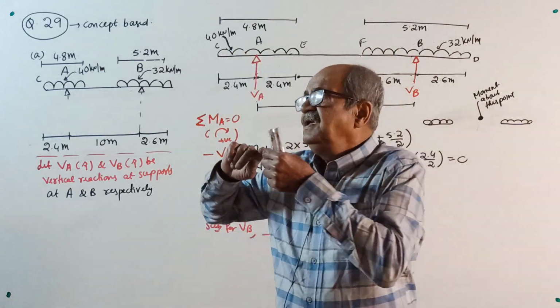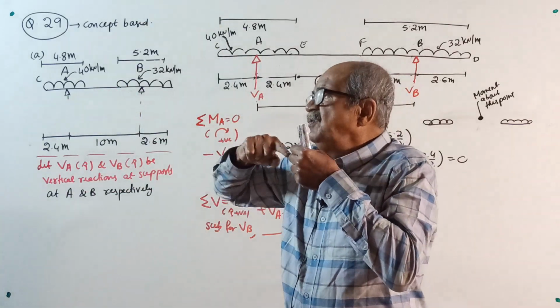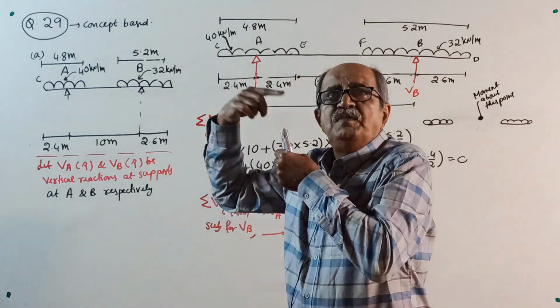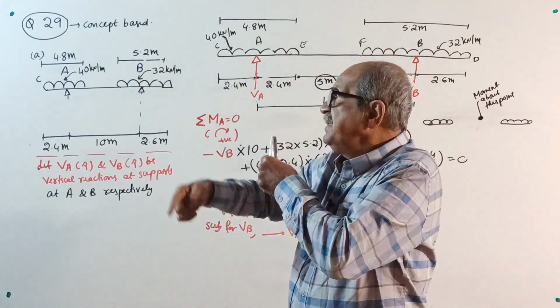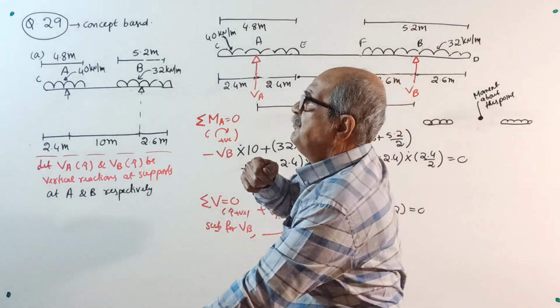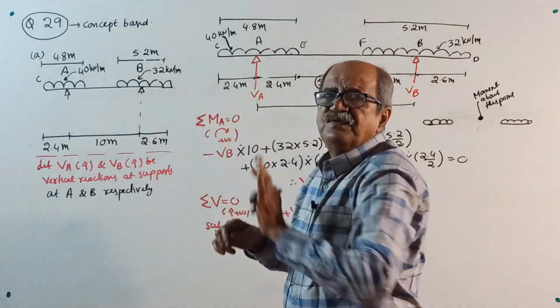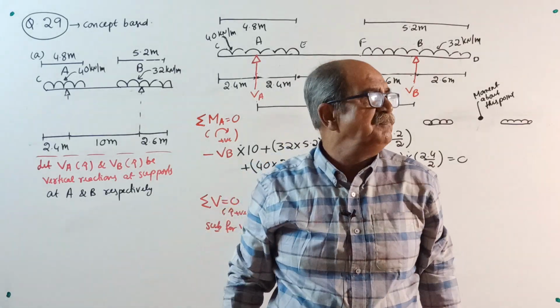Or if a downward load is on this side, that load into this distance will be anti-clockwise for you. And if there is an upward force, that upward force into this distance is clockwise. So for a point load, there is no problem.